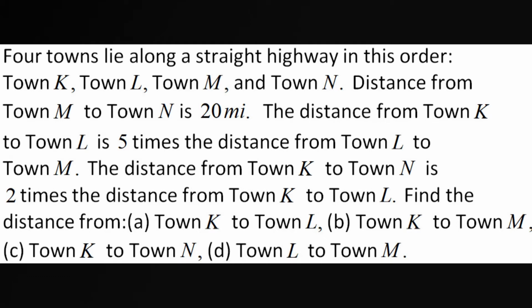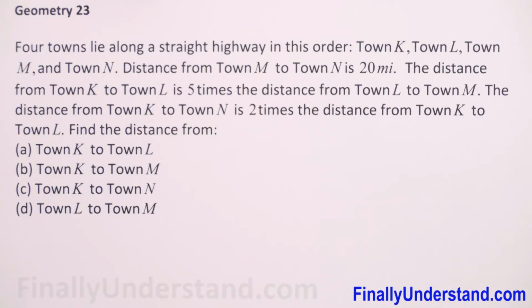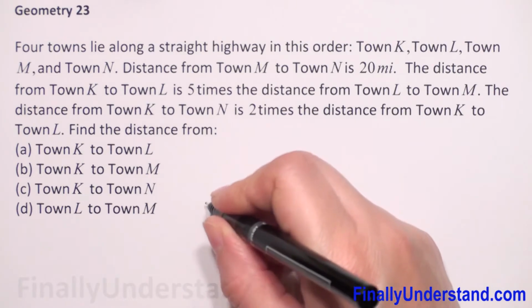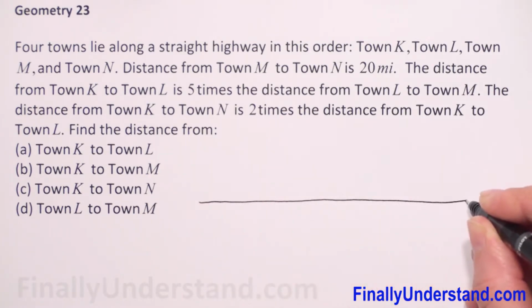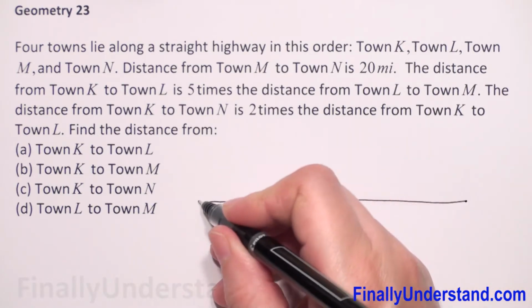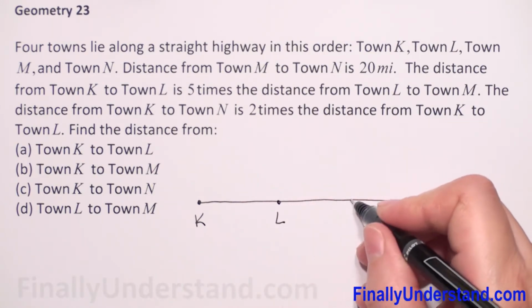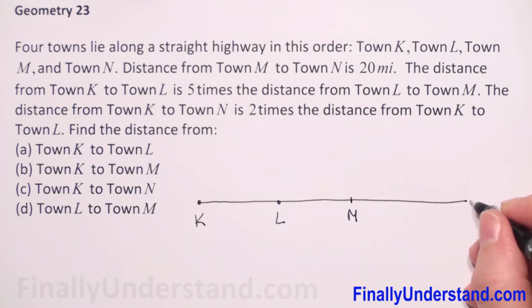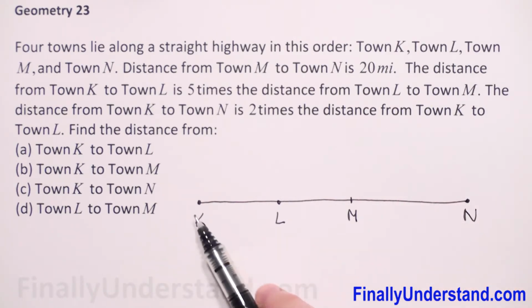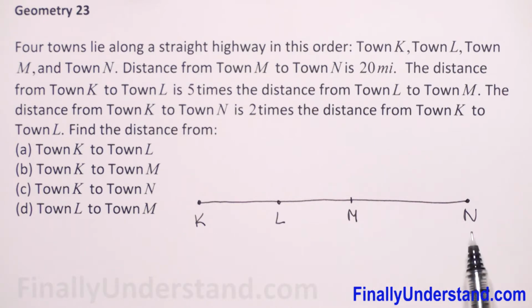We are given that 4 towns lay along a straight highway in this order: town K, town L, town M, and town N. So we can draw the graph first, because these 4 towns lay on a straight highway, and the order is first town K, next L, M, and at the end town N. So this is our highway, and we have towns K, L, M, and N.